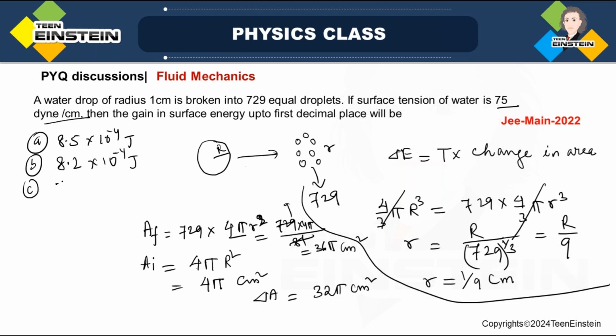C, approximately 7.5 into 10 to the power, up to first decimal, minus 4 joule. D is 5.3 into 10 to the power minus 4 joule.